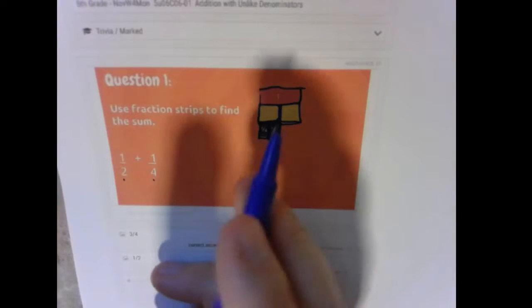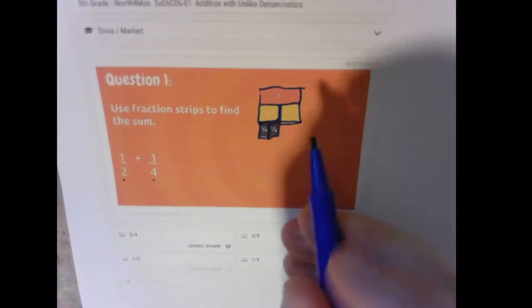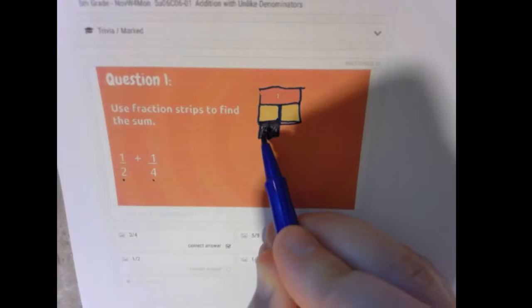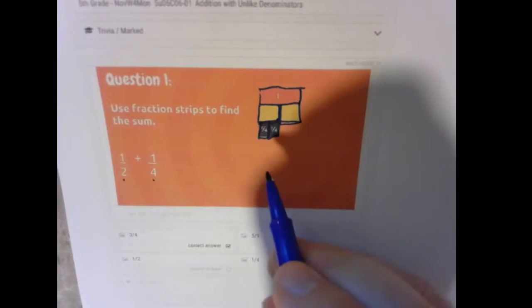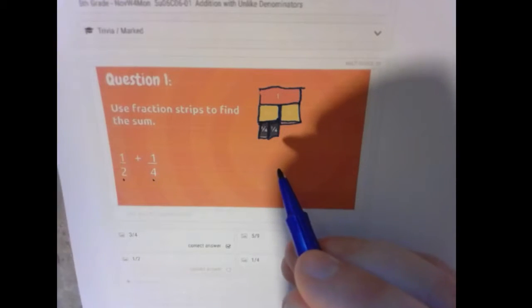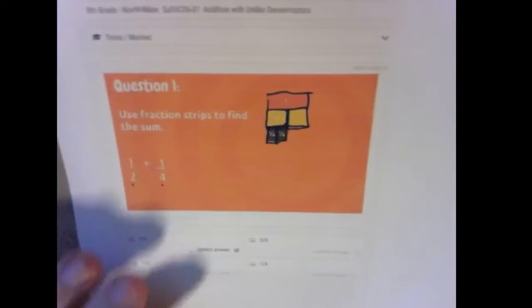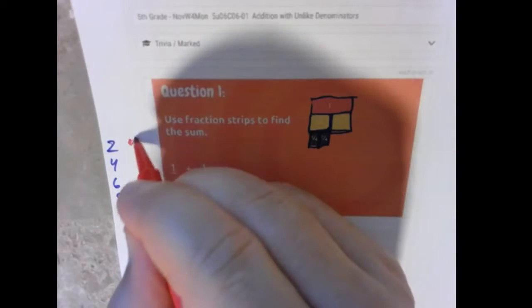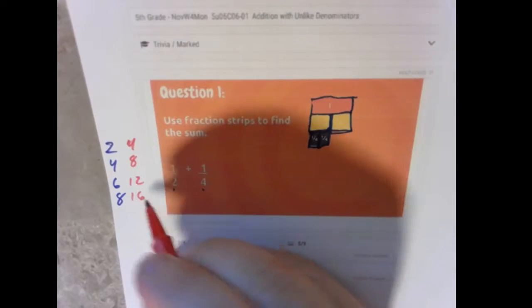If you do have your fraction strips in front of you, you can line them up and turn a 1/2 piece into two 1/4 pieces, and you're going to find that you end up with three 1/4 pieces. Another way to do it is to think about the multiples of 2 and 4. So 2, 4, 6, 8, and then the multiples of 4, 4, 8, 12, 16.